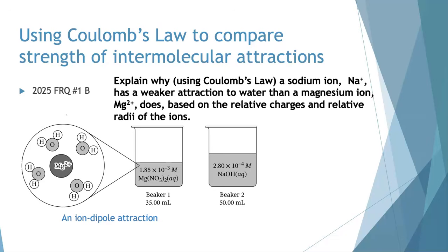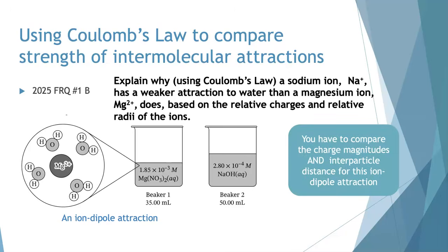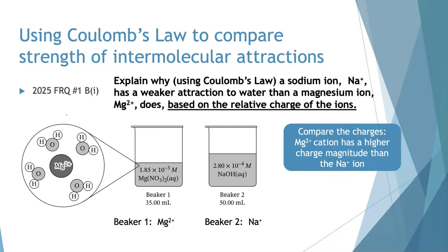So I want to point out in the diagram, we're shown an ion-dipole attraction between a magnesium ion and water. We're asked to explain why this particular attraction is stronger than what we would see for sodium with water. I do want to point out that you need to compare the charge magnitudes and the interparticle distance for this particular question, but it was broken out into 2 parts. We really need to compare the charges. You actually needed to explicitly compare them here and not just restate what we already knew.